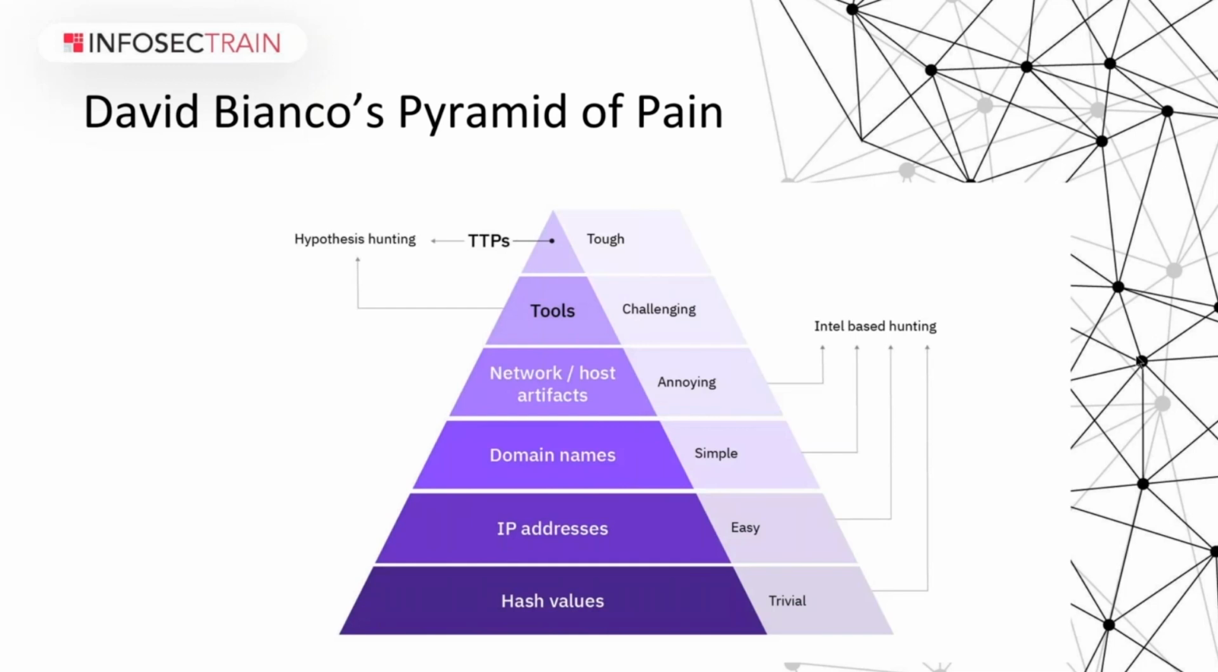Right? Now, if you see on the screen, all the below four blocks are intel-based hunting, meaning somebody has found out about it, somebody was a victim of it, they found out about it, and then they passed on the knowledge, right? That is intelligence sharing. Now, you received information that these are the malicious files. I will go ahead and look for them. If they are not there in my environment, okay, I am cool.